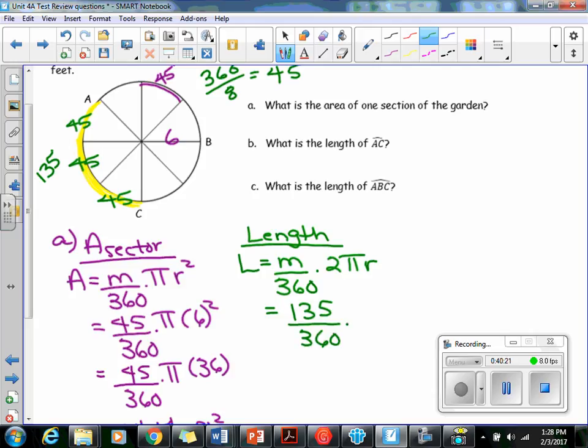times 2 times pi times your radius, which is 6. Now again, you are not asked to write this in terms of pi or in exact form. So you can just multiply your numbers and your pi across the top and then divide everything by 360.